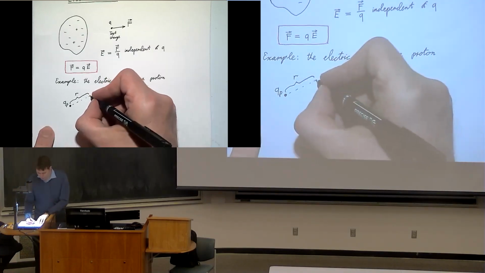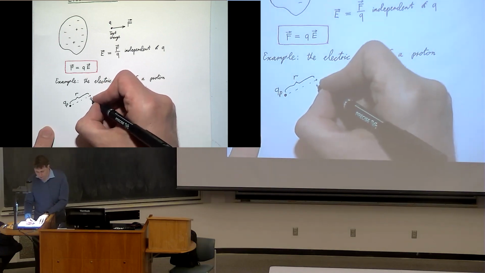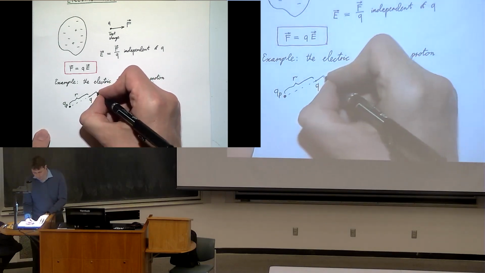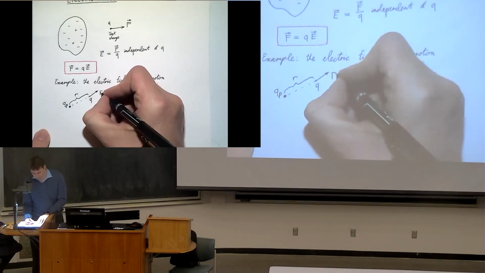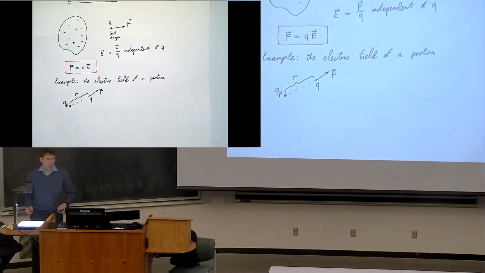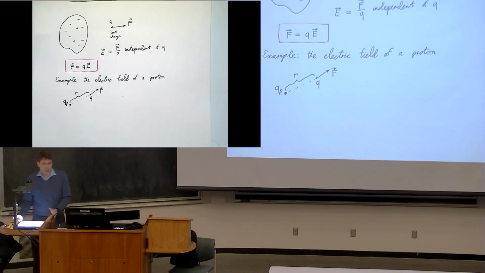And let's, to be specific, put a positive charge Q at this point. Well, if we do, there will be some force F acting on it. And in principle, to find the electric field at this point, it can also be a negative charge. We can put a negative charge there. The electric field we're going to find is still going to be the same.